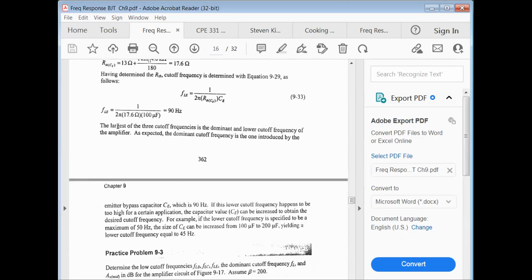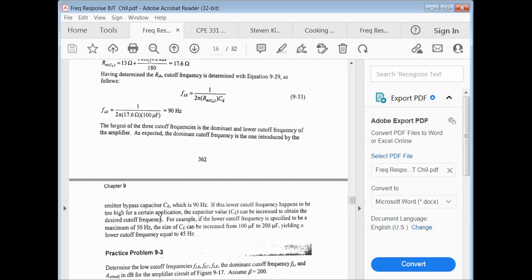Just reading here, the largest of the three cutoff frequencies is the dominant or low cutoff frequency of the amplifier. As expected, the dominant cutoff frequency is the one introduced by the emitter bypass capacitor CE, which is 90 hertz. If this lower cutoff frequency happens to be too high for certain applications, the capacitor CE can be increased to obtain the desired cutoff frequency.